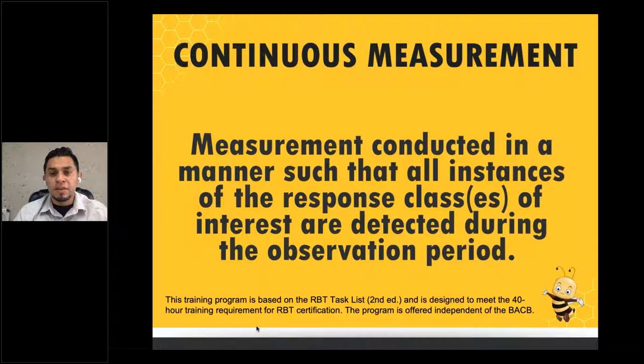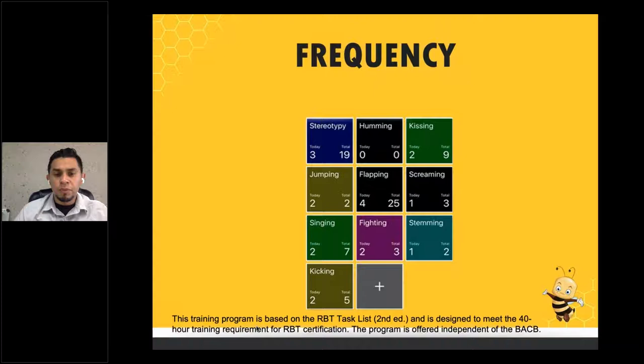Once again, we have reviewed continuous measurement in the past, but I would like to review this again with you. The definition is measurement conducted in a manner such that all instances of the response class or classes of interest are detected during the observation period. The first one is frequency. Frequency is really simple in the sense that you have a very discrete behavior that you're tracking. You're literally just tallying to see if that behavior occurs or not. And here are some examples of different types of behaviors that we may be able to use frequency with: stereotypy, humming, kissing, jumping, flapping, screaming, singing, fighting, stimming, or kicking.